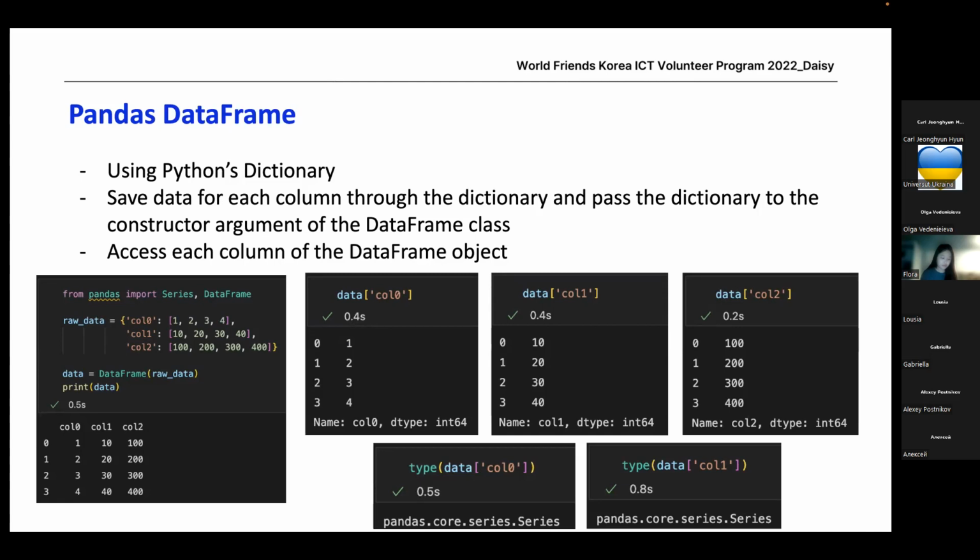You can access each column of the data frame object as you accessed the values through a key in the Python dictionary. As you can see by looking at the type of each column in the data frame using the type function, you can think of the data frame as a data set consisting of multiple series objects with the same index.